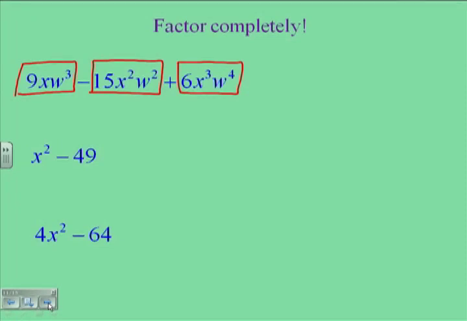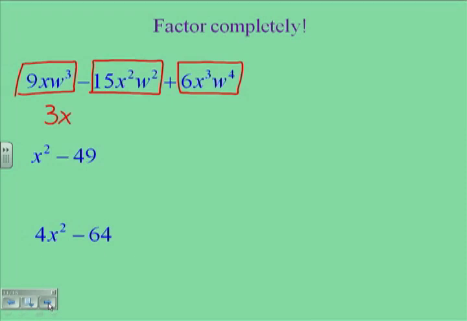Is there a number that would divide into each of the 9, 15, and 6? Yeah, I think you see a 3 there. Okay, so I can factor out a 3. And then you look to see, well, what about x's? This has x to the first, x squared, x cubed. What's the most that I can factor out of every single term? Well, the most I can take out is x to the first power.